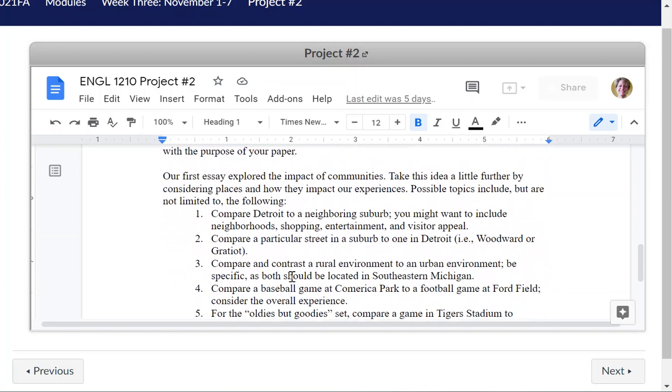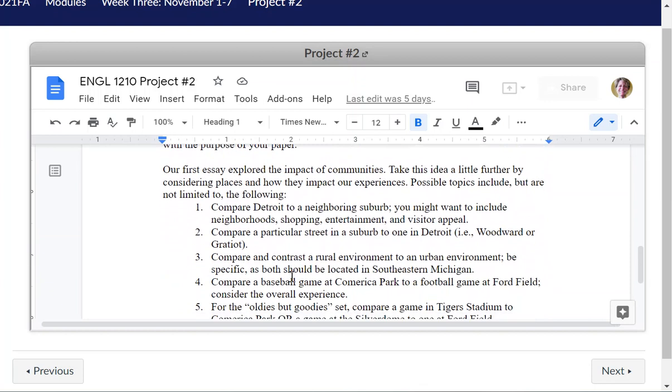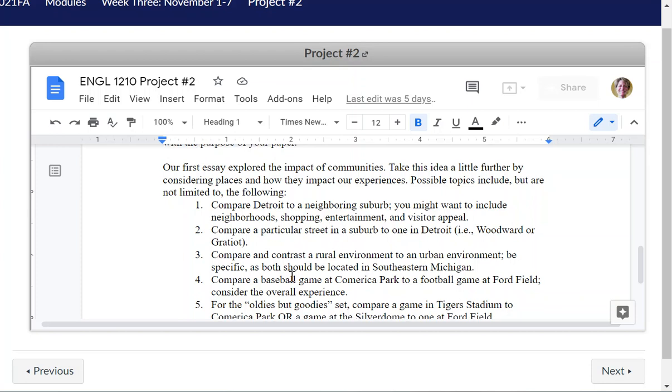Again, I want you thinking about communities. We've been talking about that in our last paper, and I want to continue that particular idea throughout the semester. So you can compare Detroit to a neighboring suburb. You might want to include neighborhood, shopping, entertainment, visitor appeal. You can compare a particular street in a suburb to one in Detroit, or you could even do a street in a suburb to a street in a suburb. For example, something like Gratiot or Woodward, they're very long streets and they go through many communities. So what does it look like in Birmingham as opposed to, let's say, Royal Oak?